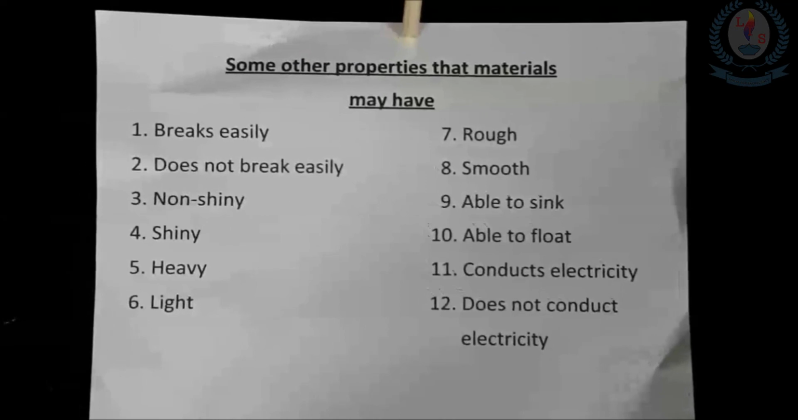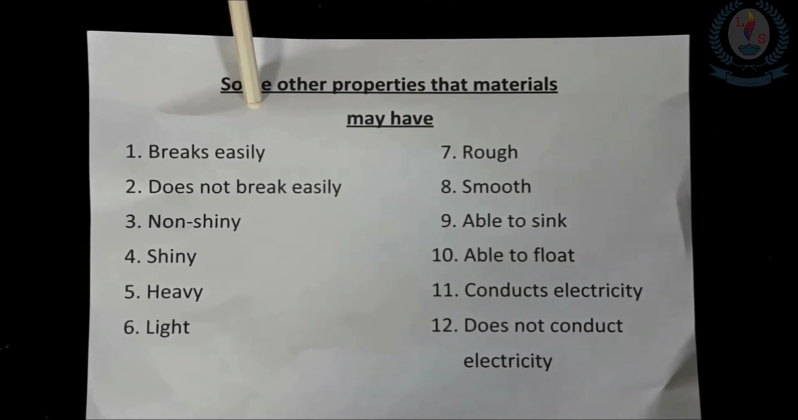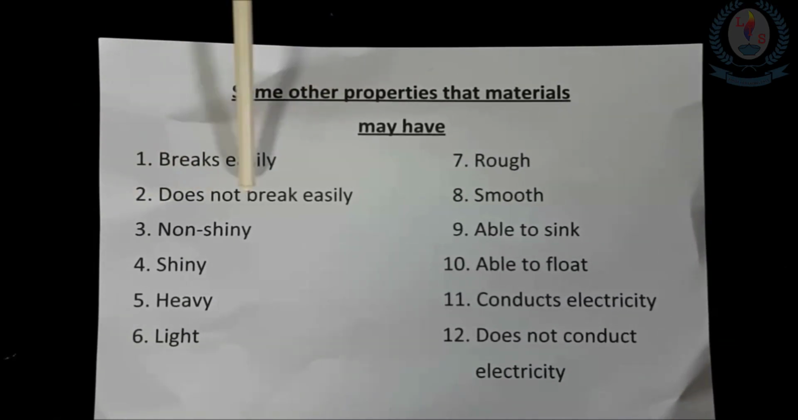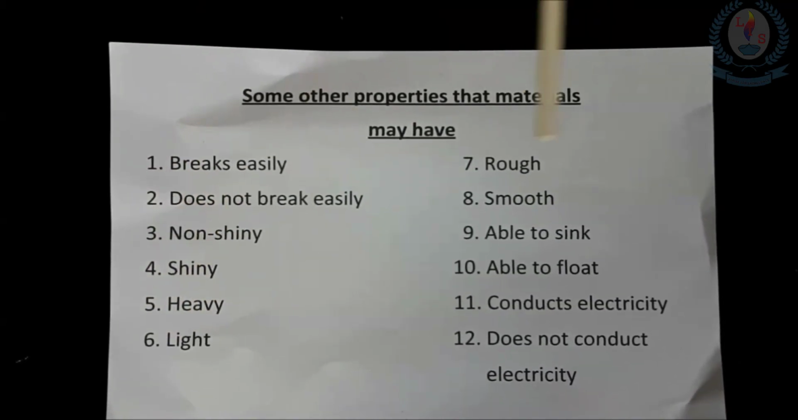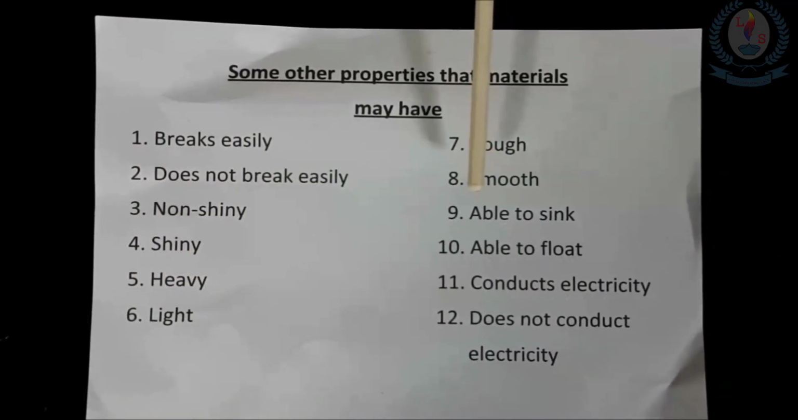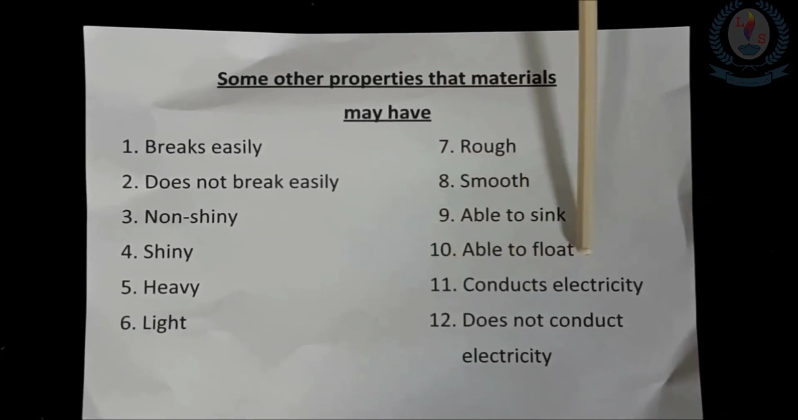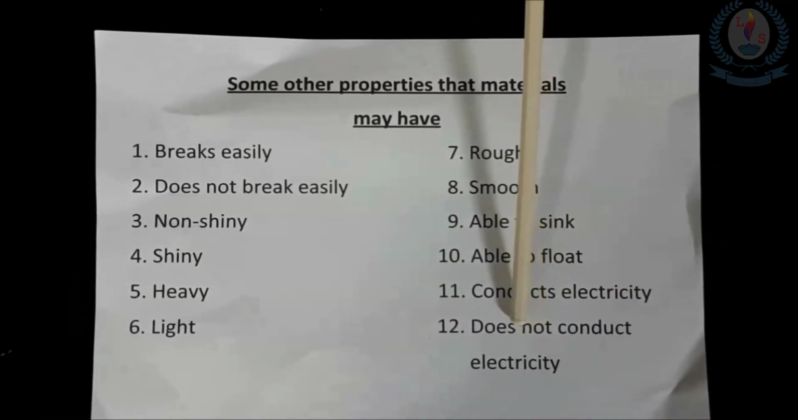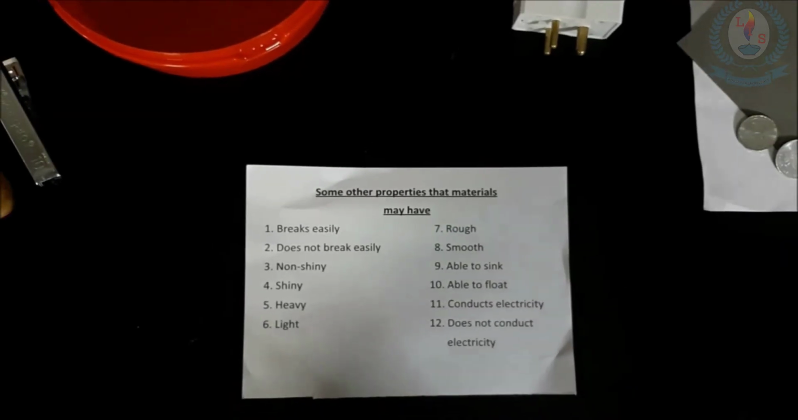Some other properties that materials may have: breaks easily, does not break easily; non-shiny, shiny; heavy, light; rough, smooth; able to sink, able to float; conducts electricity, does not conduct electricity. Now let's see some examples.